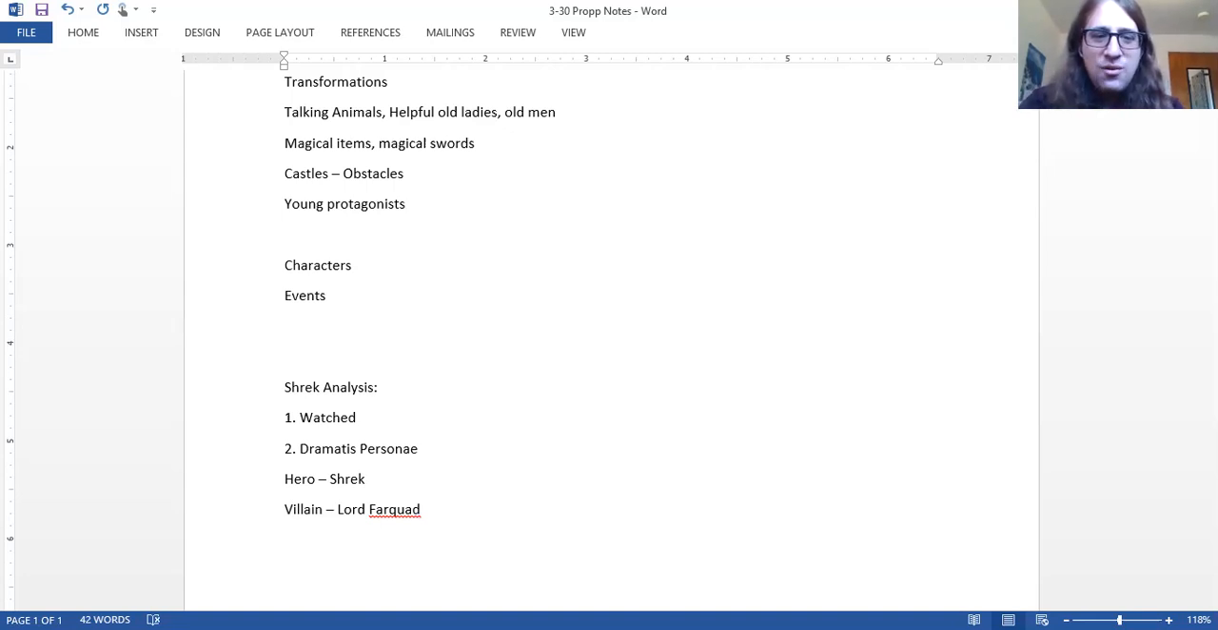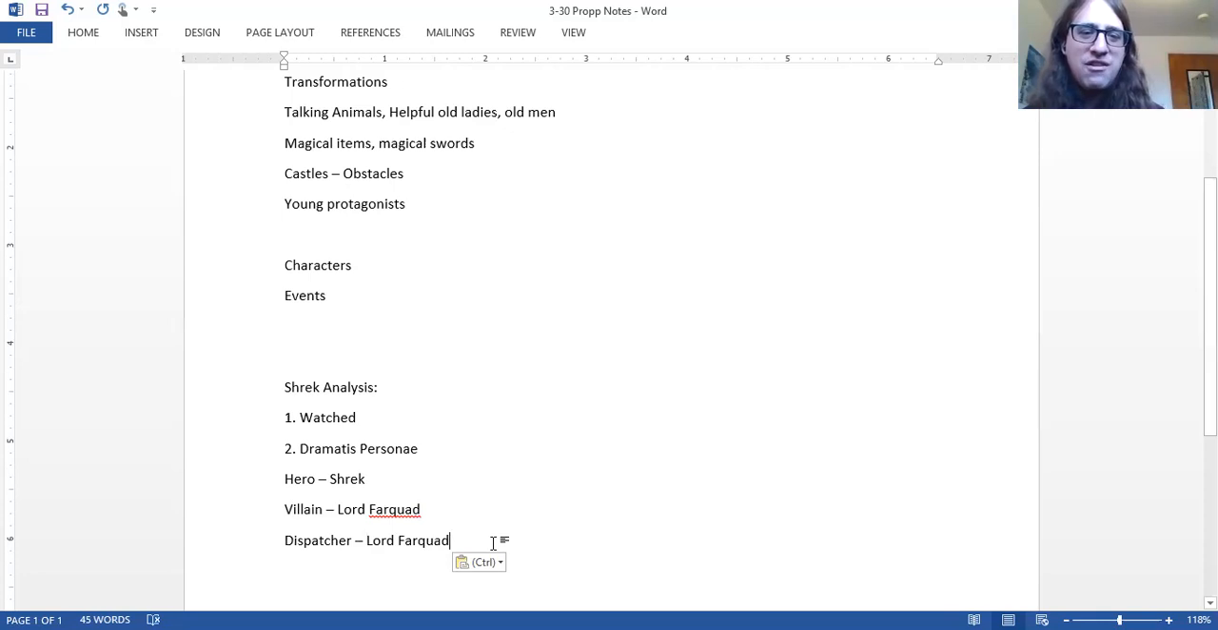Okay, do we have a dispatcher? Maybe Lord Farquaad as well. He is the one who sends Shrek on a quest, even though he ultimately ends up being the villain. It's up for debate whether the villain and the dispatcher can be the same person, but I'd say they can. You can have characters sort of occupying multiple roles.